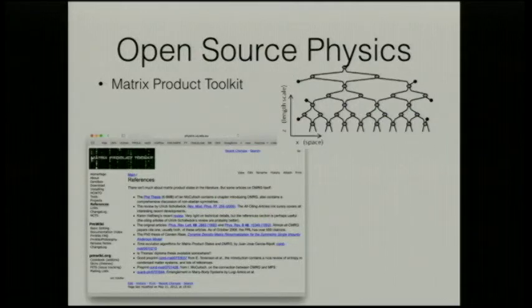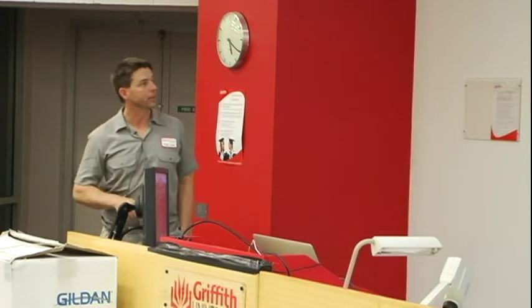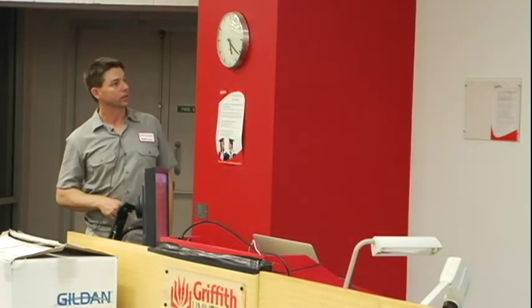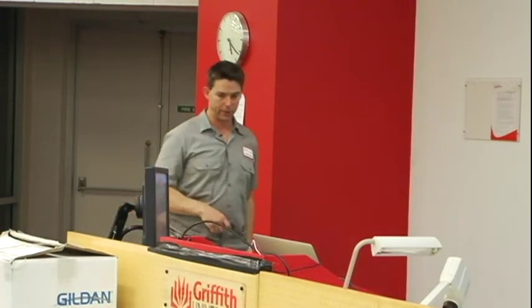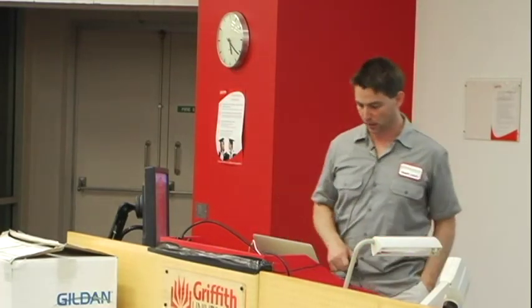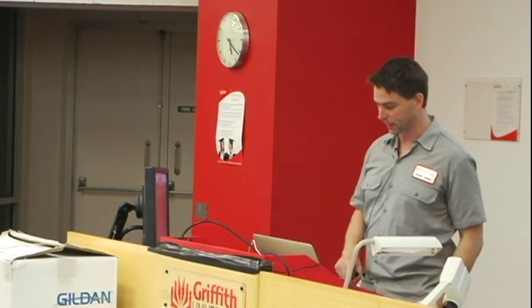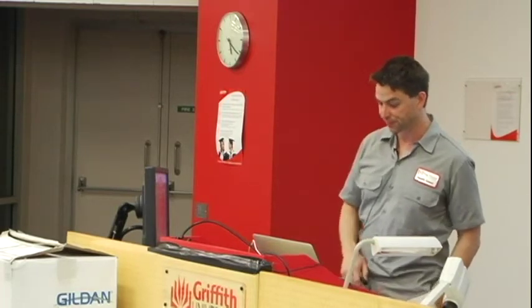There's a kind of classical simulation technique called matrix product states. I won't go into the details. It's a graphical and mathematical way to represent quantum states. There's a guy at UQ, Ian McCulloch, who's writing this software, Matrix Product Toolkit. If you look that up online, you'll find this software that he's developing. It's a very powerful technique for simulating some restricted class of quantum systems on a classical computer.